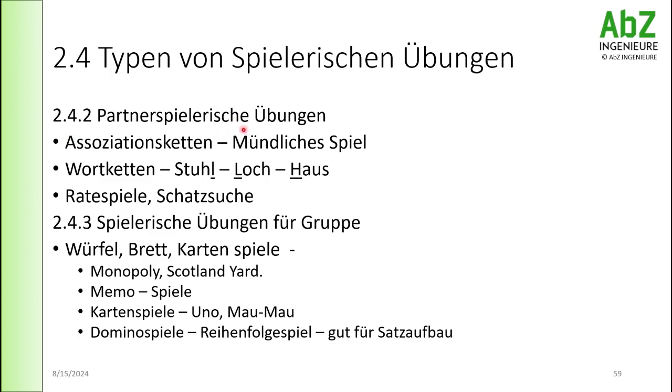The next we have Partnerspielerische Übungen. This is played as a 2-person game. One is Assoziationsketten. So you sit together with your partner and you start building words which are related to each other. So it's a mündliches Spiel. Then you have Wortketten or word building, like we call it in English. The last letter of the word is the first letter of the next word, and it goes on. So it's Stuhl, then Loch, then Haus, etc.